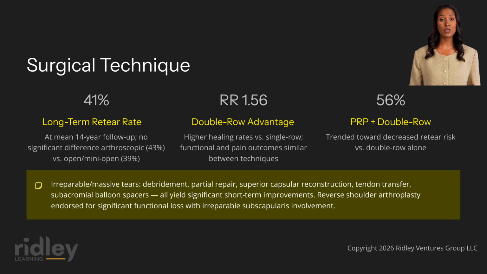For large, massive, or irreparable full-thickness tears, joint-preserving surgical options including debridement, partial repair, superior capsular reconstruction, tendon transfer, and subacromial balloon spacers all yield statistically significant improvements in range of motion and patient-reported outcomes at short-term follow-up. Reverse shoulder arthroplasty is endorsed by consensus as a viable option for patients with significant functional loss, pseudoparesis, and irreparable subscapularis involvement who've failed other treatments, particularly older individuals.